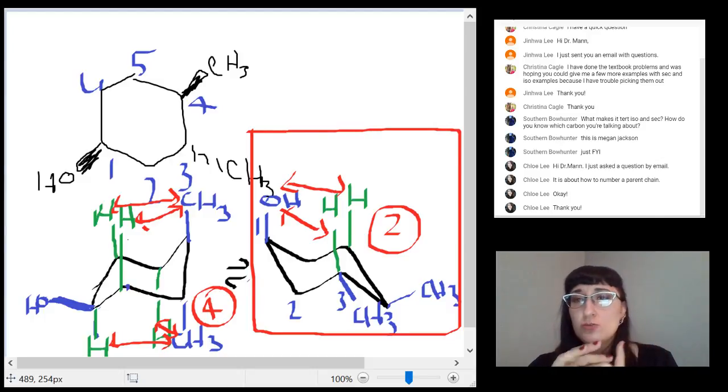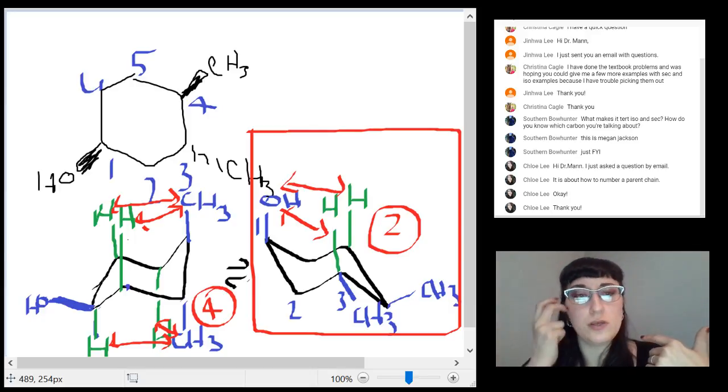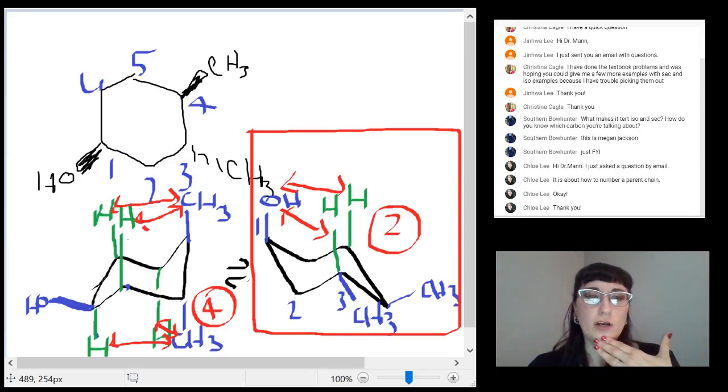If you just needed one extra example, Holly asked for one extra example, so that plus the few you guys have in your book and the few that you have in your notes should probably get you kind of where you need to be on that.